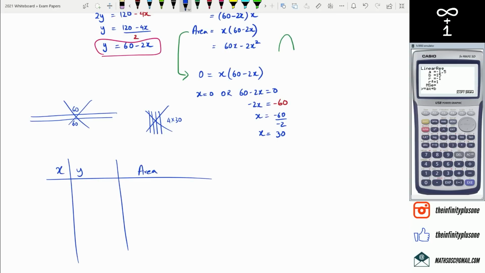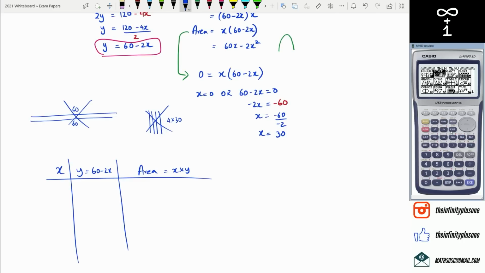Because remember, y is equal to 60 minus 2x, and then area is equal to x times y. So I'm going to go into my calculator, and I'm going to go into table, and I know that I'm going to have to work between 0 and 30.